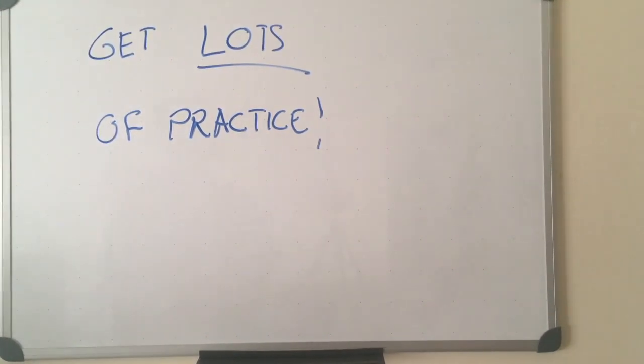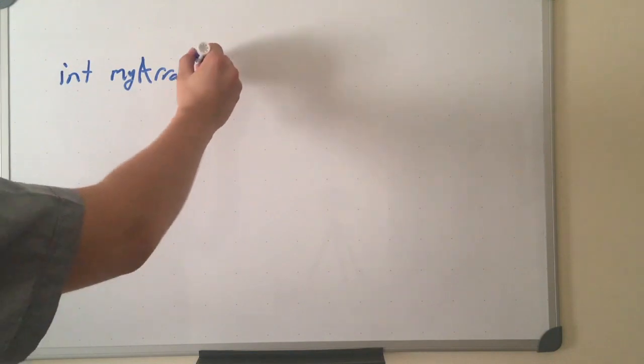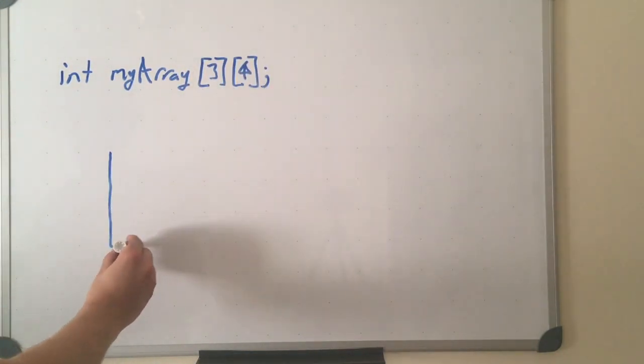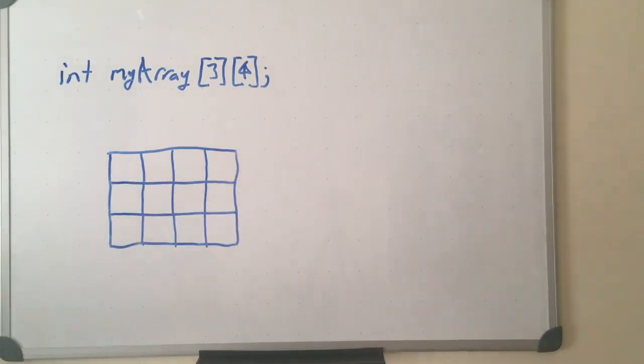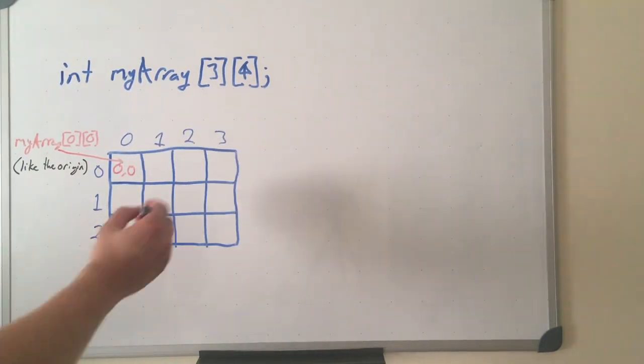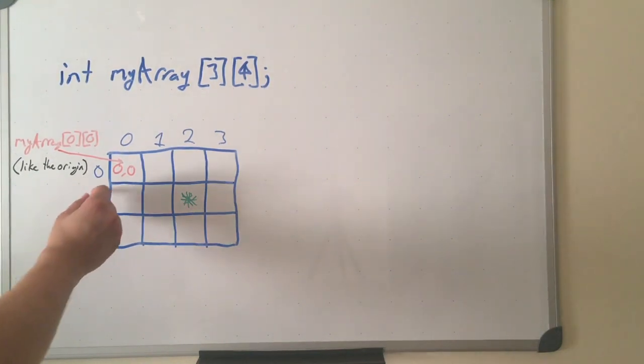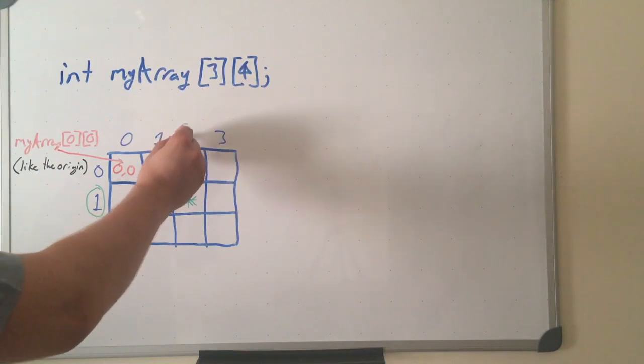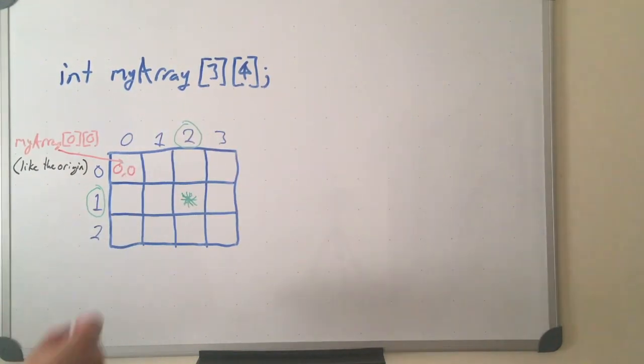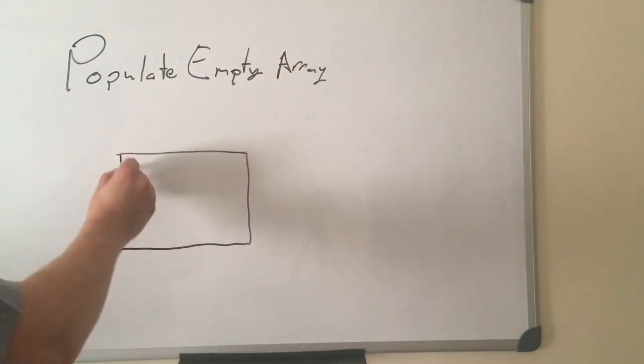So for the sake of visualization, let's say we have this 2D array which we'll call my array. And this will have 3 rows and 4 columns. So the upper leftmost index will be at 0, 0, which is just like the origin of the Cartesian plane. So let's say we are trying to reference this element right here. So we would go down to the first row, and you might be a bit confused because it looks like the second, but remember it starts at 0, and the second column, which again looks like the third, but also starts at 0.